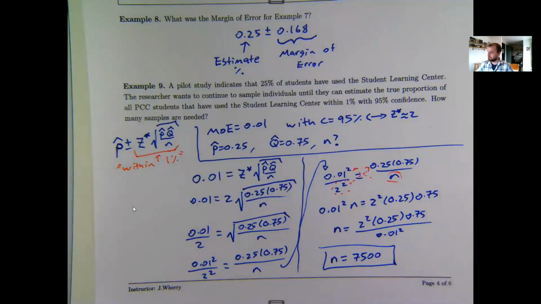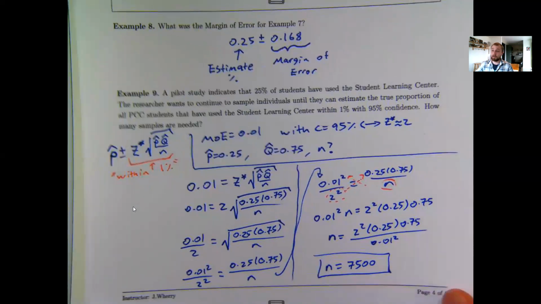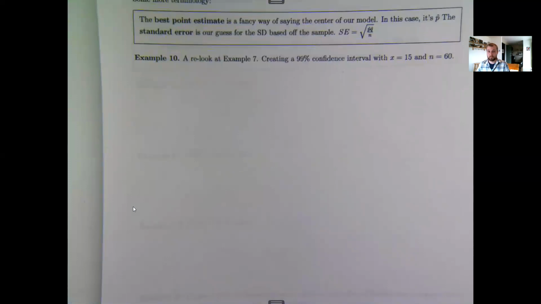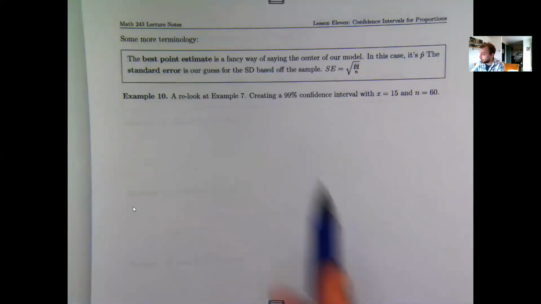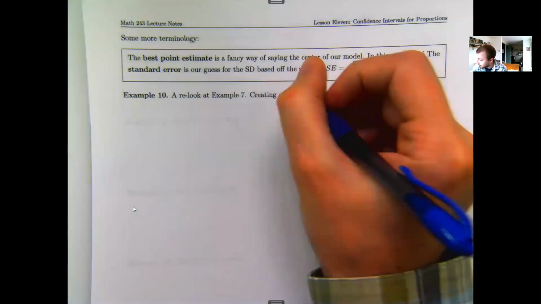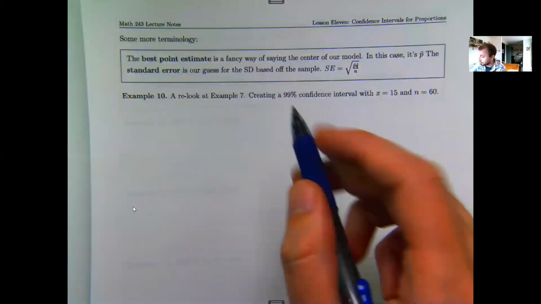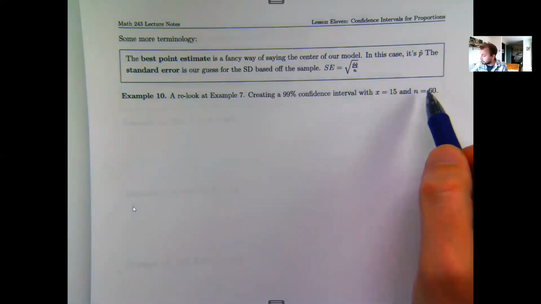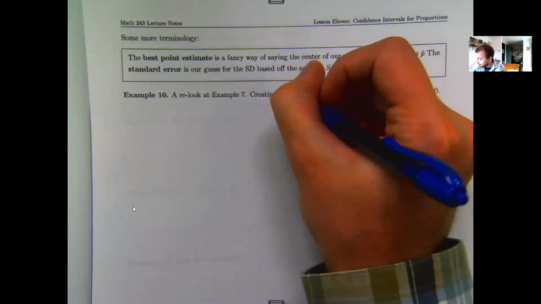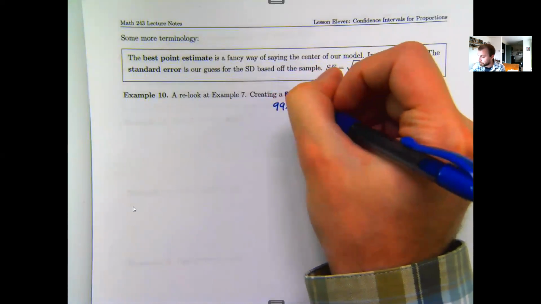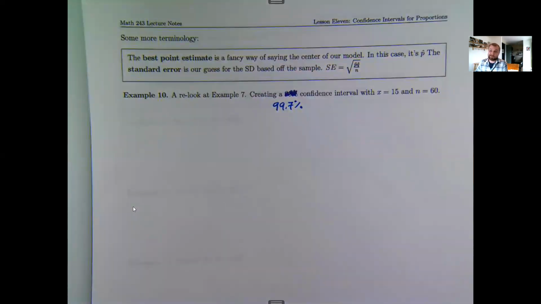Okay, I know that we already have the ability to make these guesses, but I want to continue practicing my language some more. So I'm going to take my interval that I had from example 7, where I'm creating a 99% confidence interval with x equals 15 and n equals 60. And again, I can't quite do 99%. That's driving me a little bit crazy. I want to be able to do any percentage. Right now, the best I can do is 99.7%.